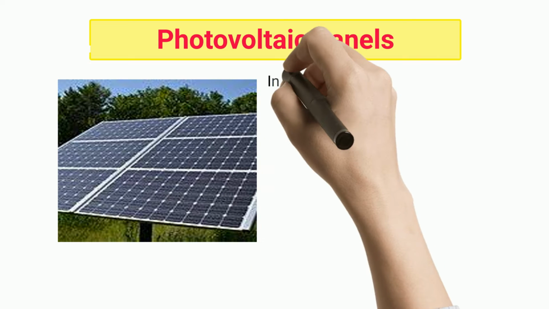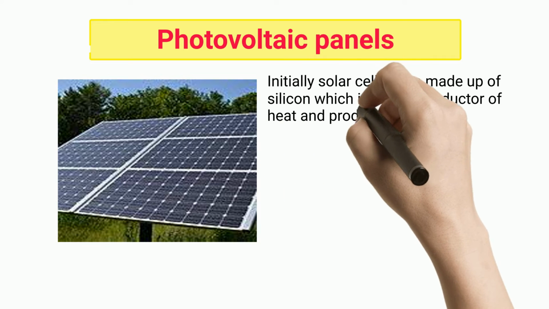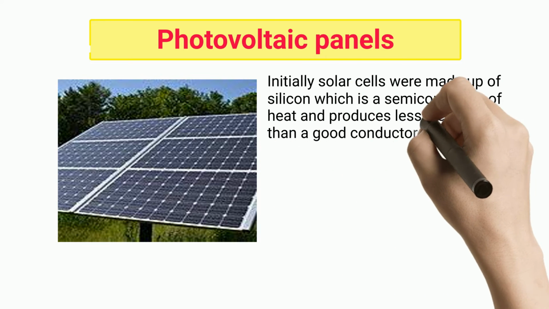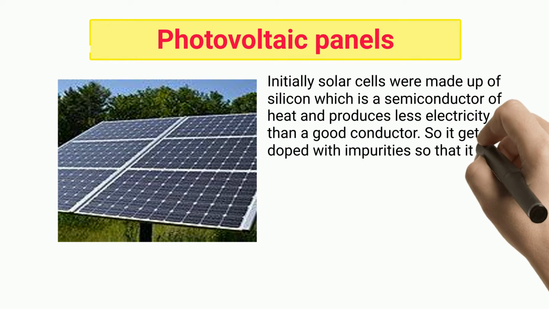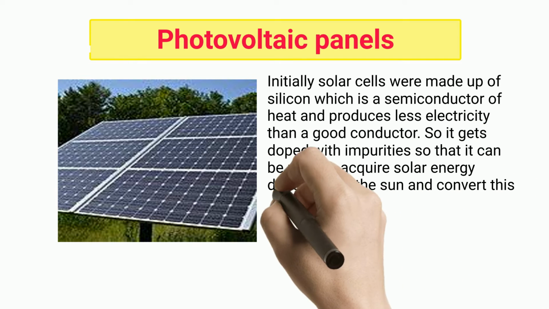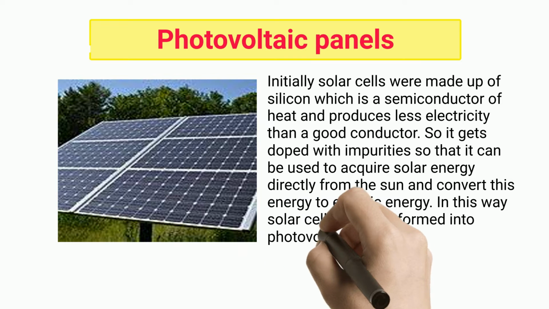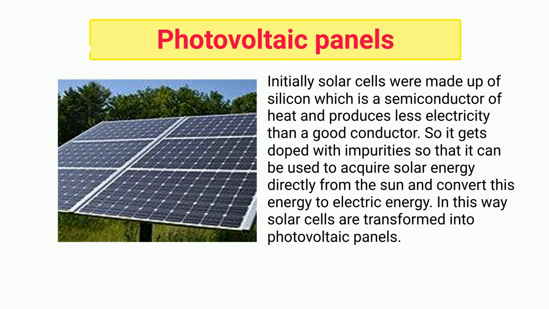Photovoltaic panels. Initially, solar cells were made up of silicon, which is a semiconductor of heat and produces less electricity than a good conductor. So it gets doped with impurities so that it can be used to acquire solar energy directly from the sun and convert this energy to electric energy. In this way, solar cells are transformed into photovoltaic panels.